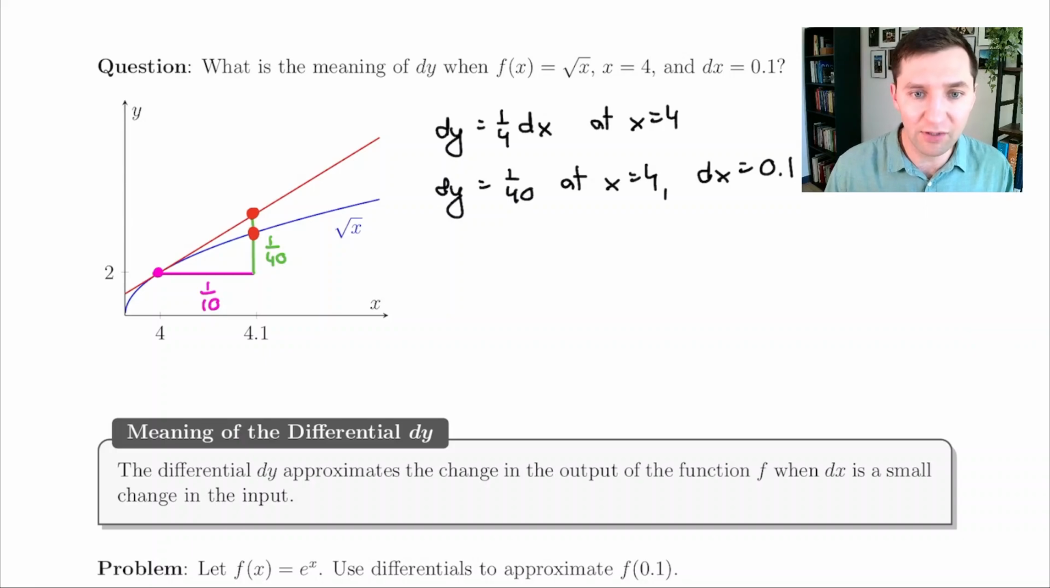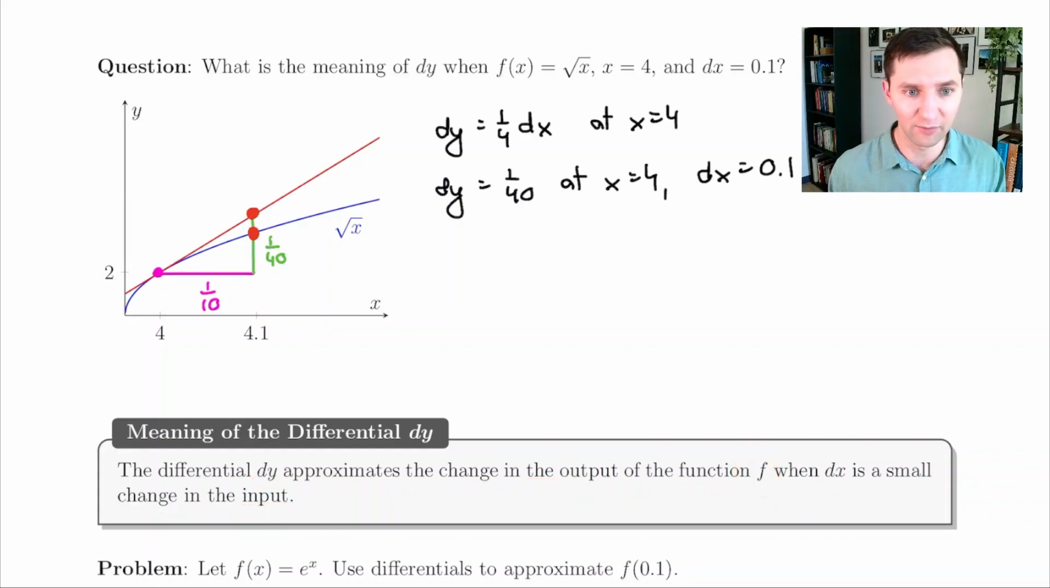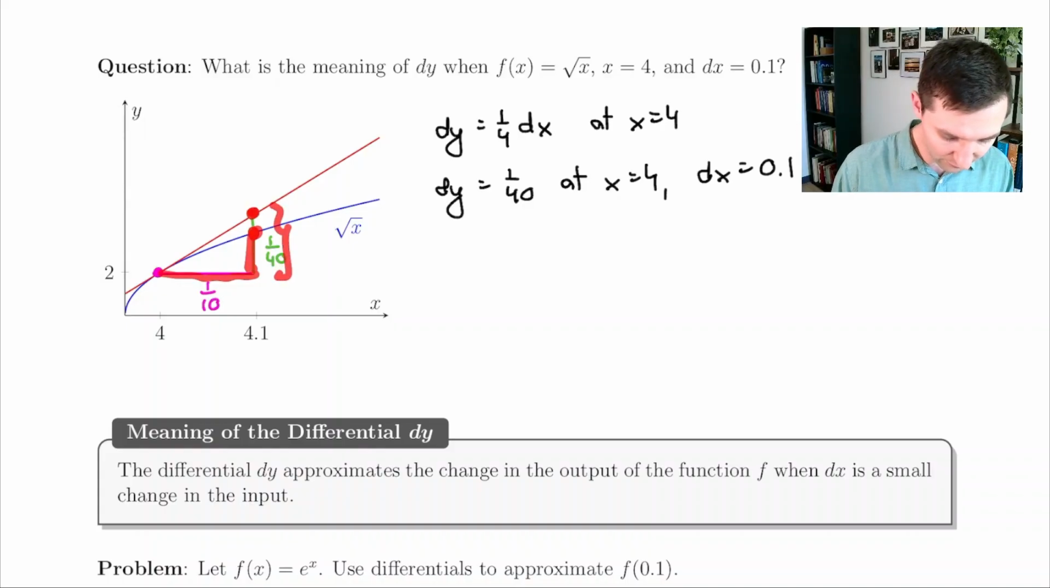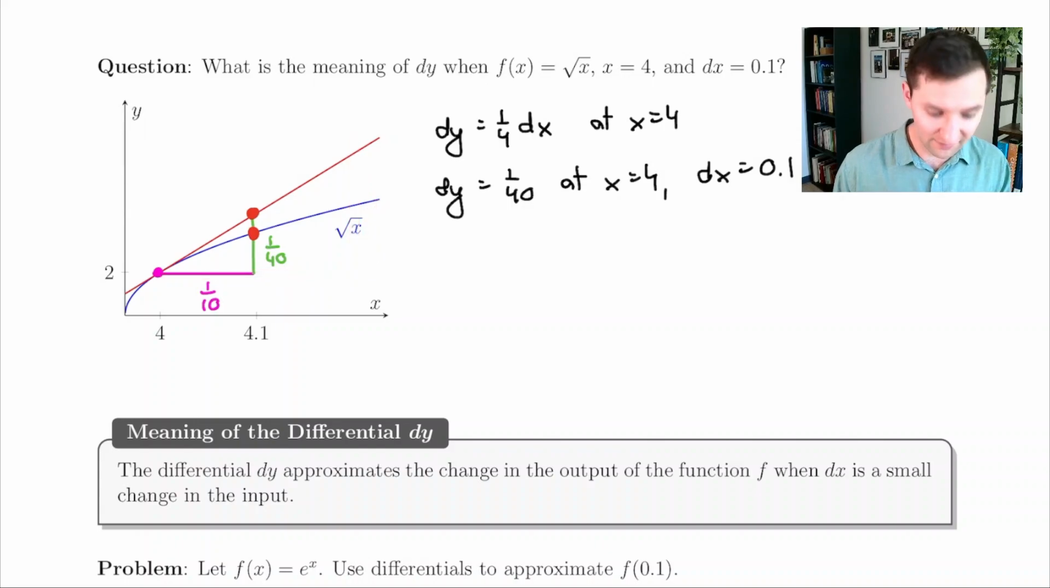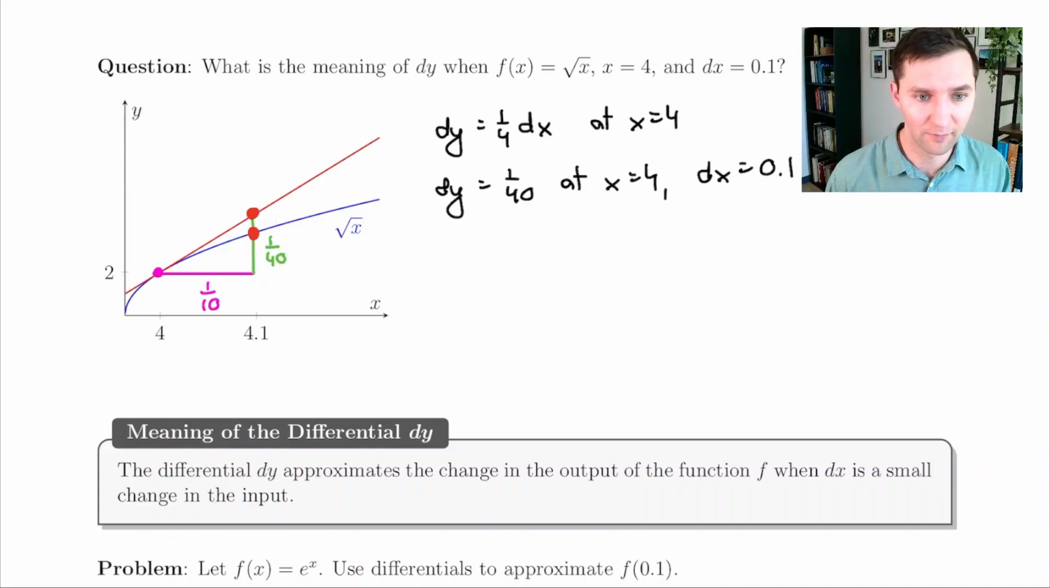This is exactly the meaning of the differential dy. The differential dy approximates the change in the output of the original function f when dx is a small change in that input. Note, whenever dx is small, these two dots are close, which means that this length is very close to this length. But whenever dx is large, this length is different than this length. As long as dx is small, dy can be used to approximate the actual change in the value of the function. Let's see if we understand this by completing a problem.